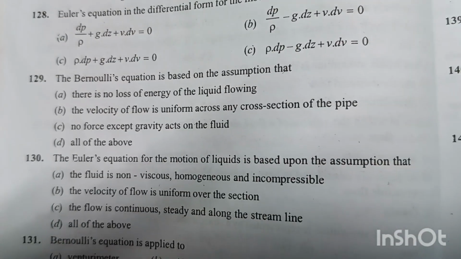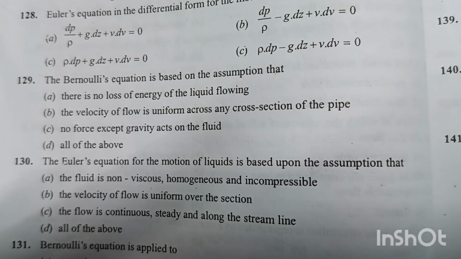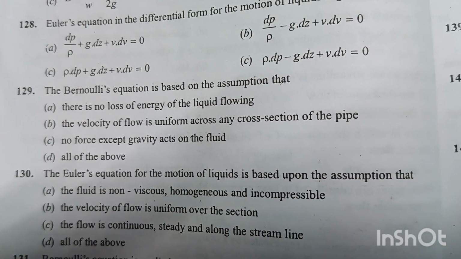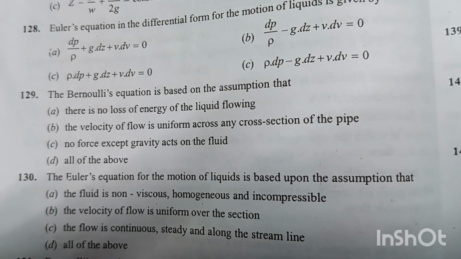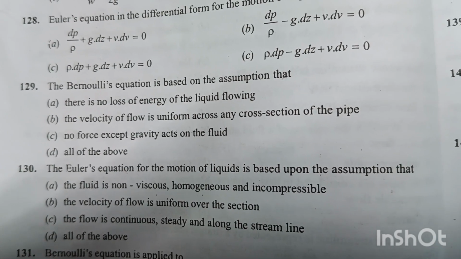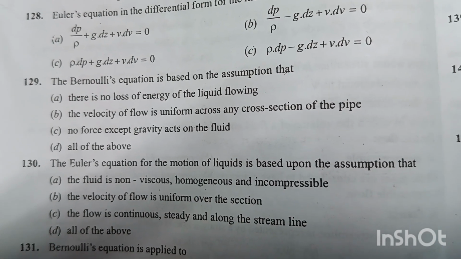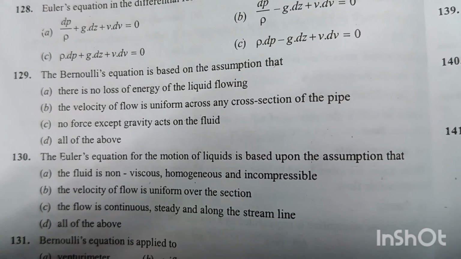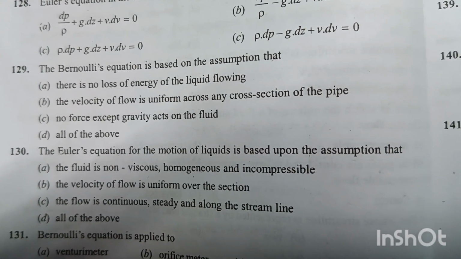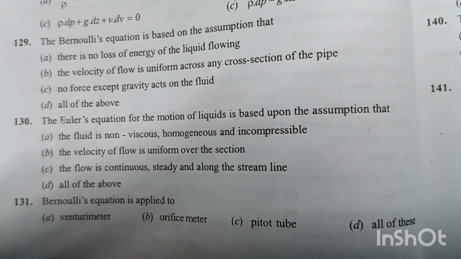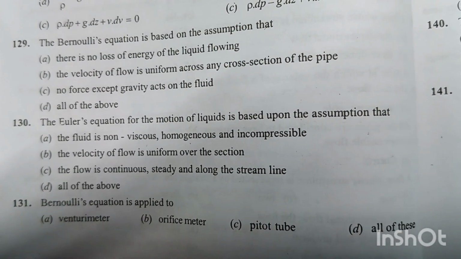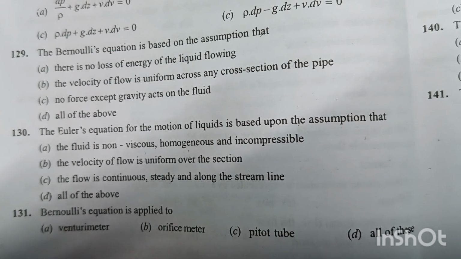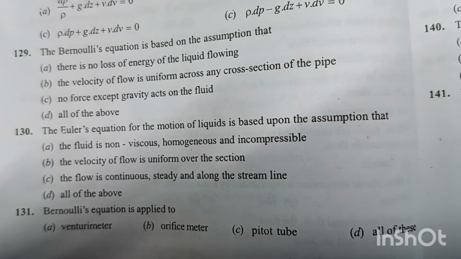Question number 130. The Euler's equation for the motion of the liquid is based upon the assumption that option A, the fluid is non-viscous, homogeneous and incompressible, right? Option B, the velocity of flow is uniform over the section, right? Option C, the flow is continuous, steady and along the streamline, right? Option D is right answer, all of the above. Question number 131. Bernoulli's equation is applied to option A, venturi meter, option B, orifice meter, option C, pitot tube. Option D is right answer, all of this.